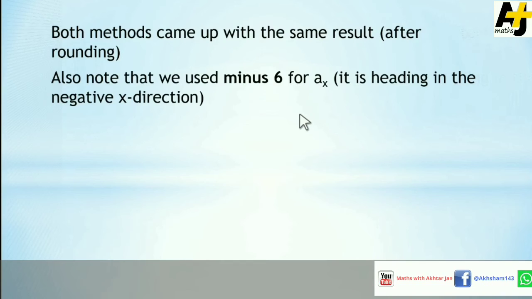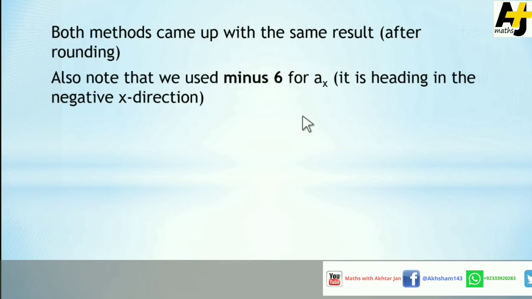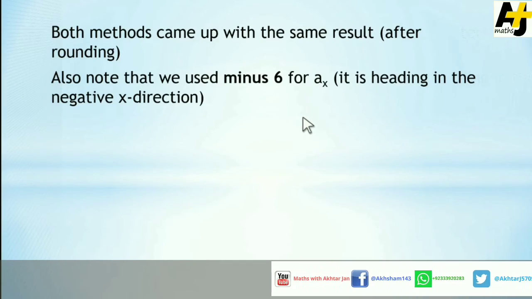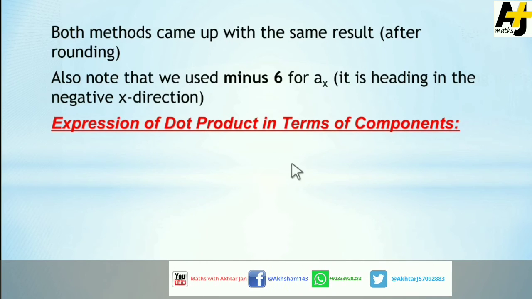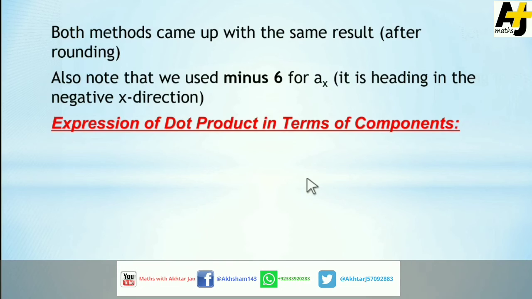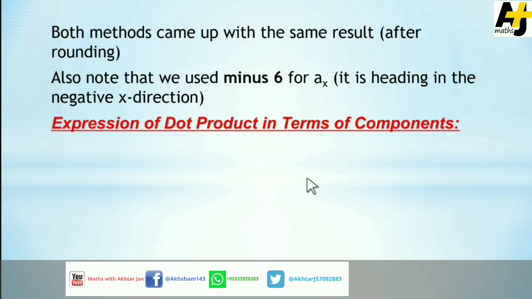Both methods came up with the same result after rounding. Also note that we use minus 6 for x, since it is heading in the negative x direction. As we have discussed, minus 6 is for the negative x direction. Expression of dot product in terms of components.